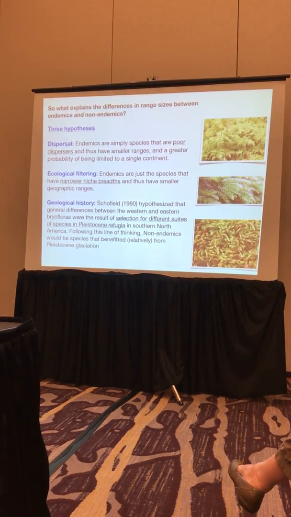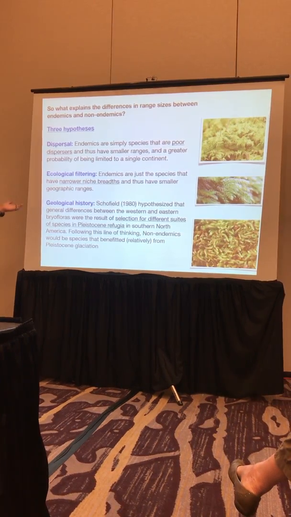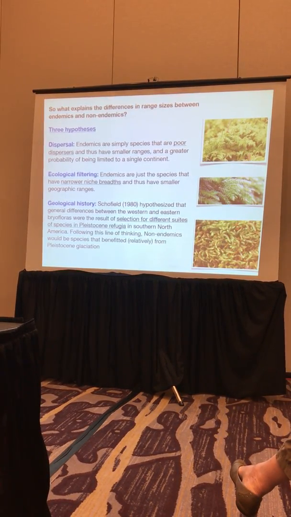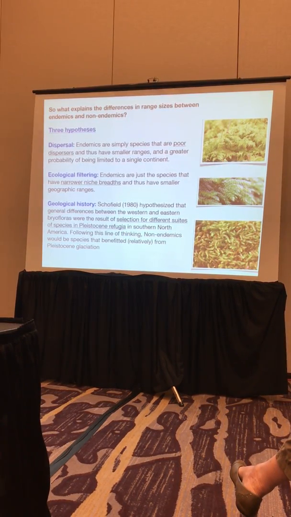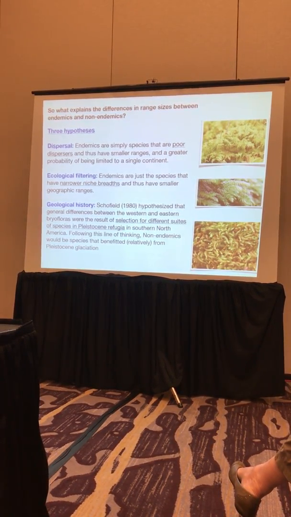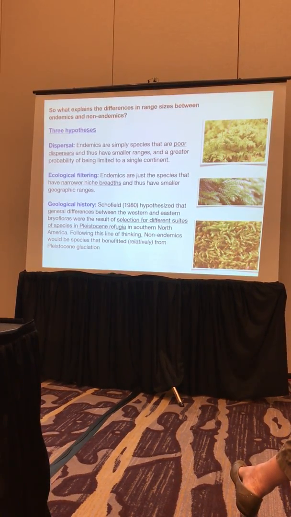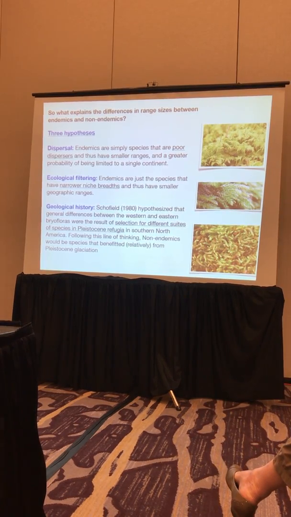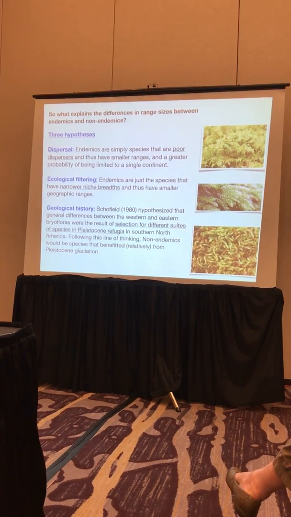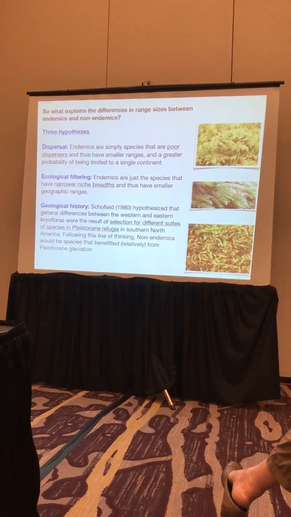So what I'm going to go through today are 3 hypotheses to dig into what explains these major differences between the non-endemic flora and the endemic flora. Hypothesis number 1 is that if you line up all bryophytes according to their dispersal and establishment ability, some are going to be good dispersers and establishers, others are going to be poor, and it could be that our special endemics are just poor dispersers, just hanging out there.